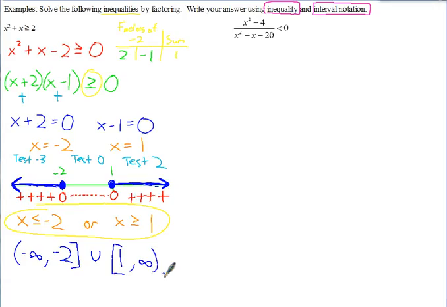infinity. And infinity and negative infinity, again, never have brackets on them with interval notation because they're not specific numbers you're including. It just means it's going on forever. So that's how you write your answer using interval notation.